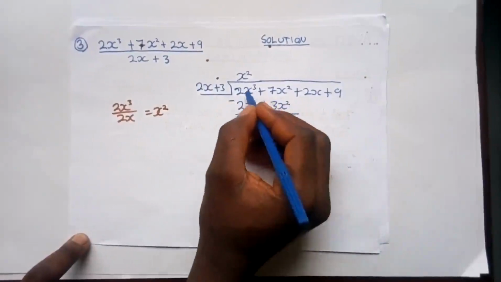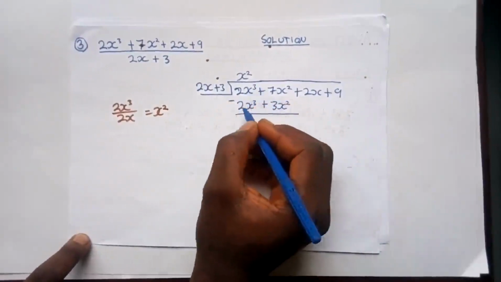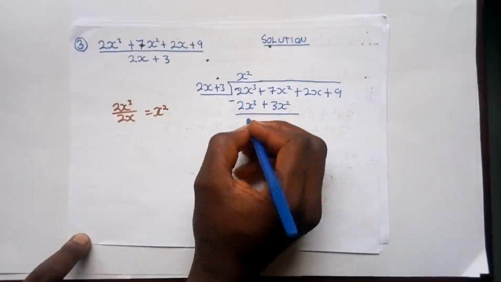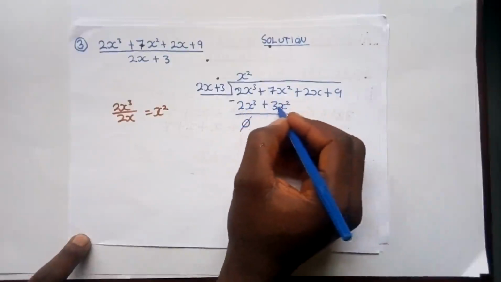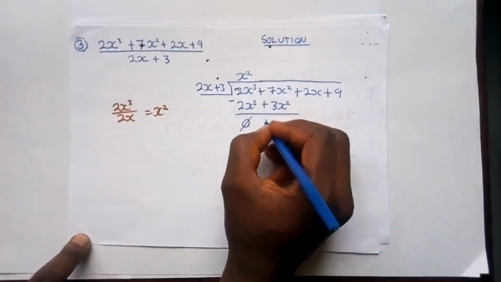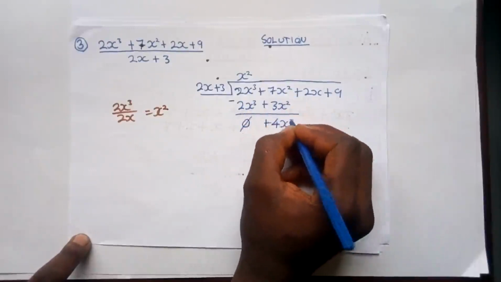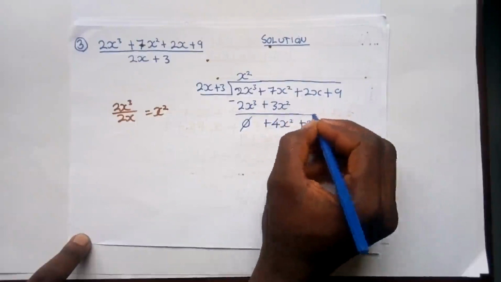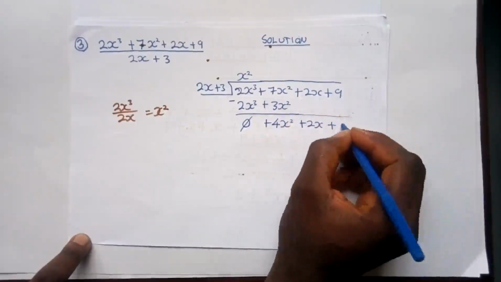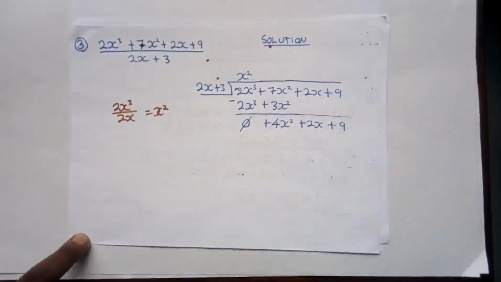So minus 2x raised to the power of 3 minus 2x raised to the power of 3 gives us 0. And 7x squared minus 3x squared gives us positive 4x squared. Bring down this positive 2x here, and positive 9.